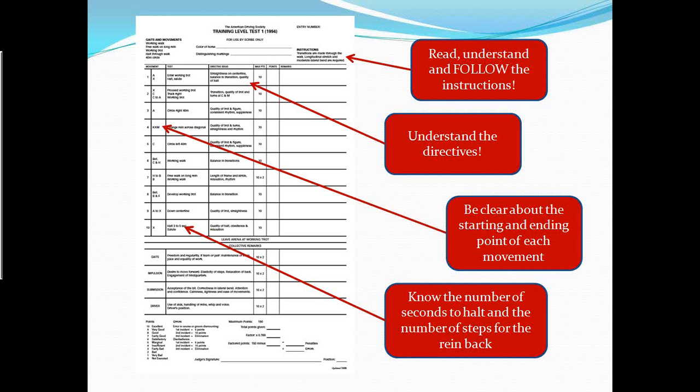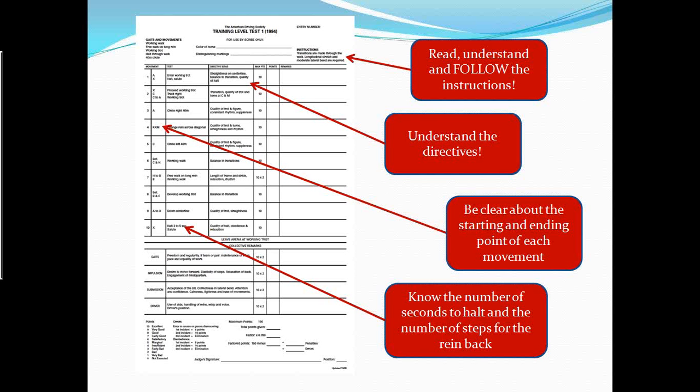And read carefully the number of seconds that they want you to halt. And in this test, it doesn't have rein back. This is the only one without a rein back, since it's a first test for many people. But you also want to read carefully how many steps are required in the rein back. These things are the essence of those movements. That movement number 10, halt 3 to 5 seconds and salute. Your entire score is based on that. So if it says 3 to 5 seconds and you halt 1 second, or you halt 15, that's not correct. You're not fulfilling the requirements of the test, and you can't get a good score.